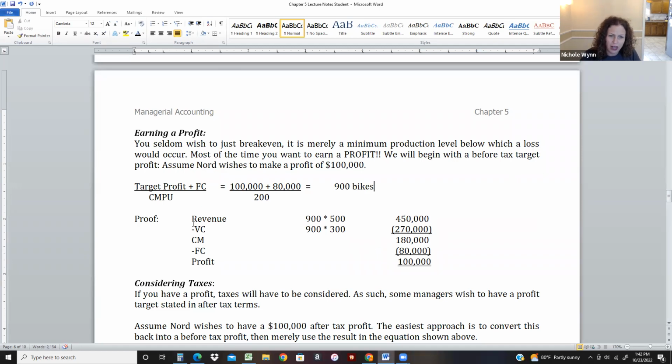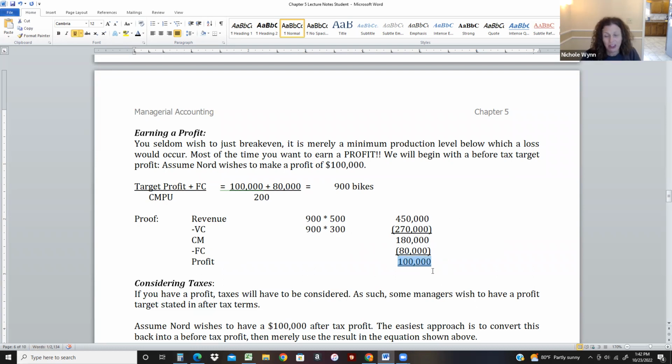To show my work on it, I've just built an income statement. If I sold 900 bikes at 500 each, it would bring in revenue of 450,000. If I sold 900 bikes at a cost of 300 each, that gives me 270,000. 450 minus 270 is 180. My fixed costs are 80,000. So I have 100,000 of profit.